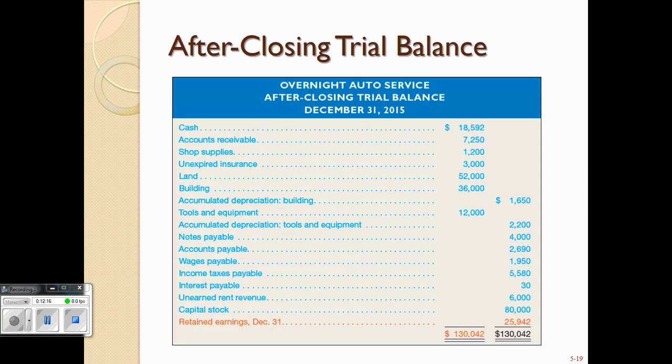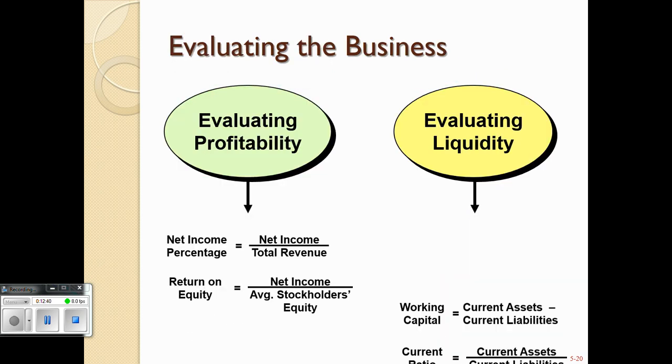Now I can go ahead and put together an after closing trial balance. Once again, I put my debits in a column, I put my credits in a column, and God willing, once again, they're all going to equal at 130,000, and all is good, which means, once again, it doesn't tell me I did everything right, but it at least tells me my debits and credits are equal.